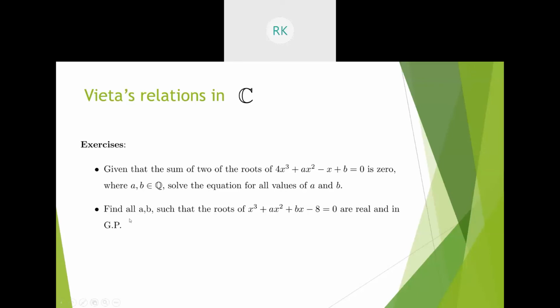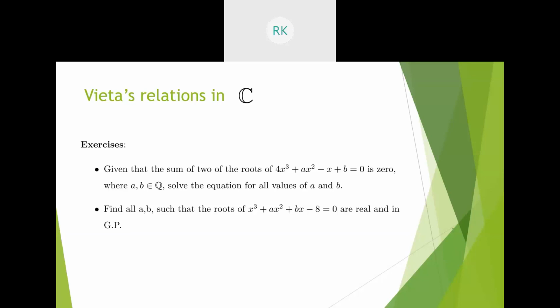And then you have another question: find a and b such that the roots of the equation x cubed plus ax squared plus bx minus 8 equal to 0 are real and in geometric progression. I think most of you know geometric progression because it is in class 9 in CBSE. Or I will just write down what a geometric progression means. It means a sequence of the form alpha, alpha r, alpha r squared, etc., where alpha and r are non-zero. You cannot have 0 for the terms of a geometric progression.